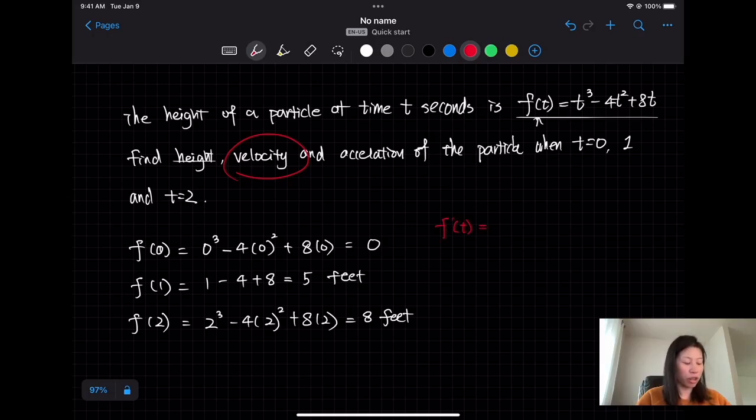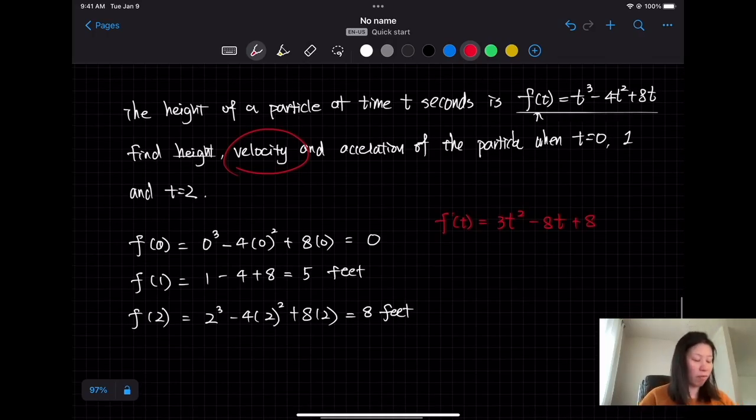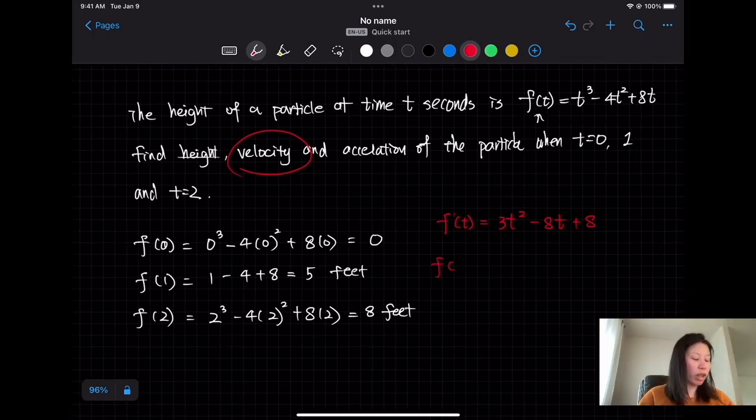Well, you take the first derivative of the function. So I have 3t squared minus 8t plus 8. This is your velocity. So I substitute 0 into the function, I will get 8.